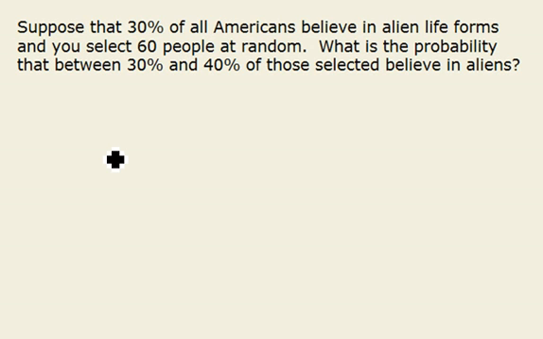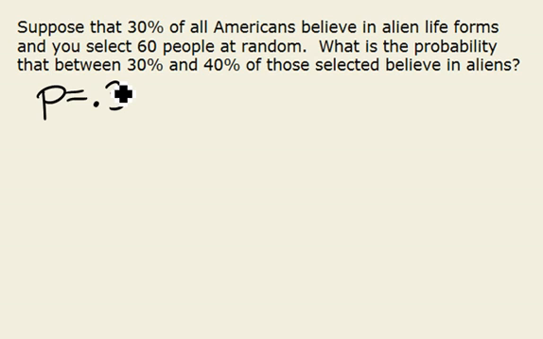We have that 30% of all Americans believe in alien life forms, and you're going to select 60 people at random. We want to know the probability that between 30 and 40% of those selected believe in aliens. To start off with, we have some information about the population of Americans, and that's that 30% believe in aliens.